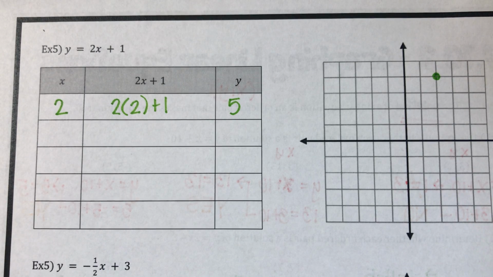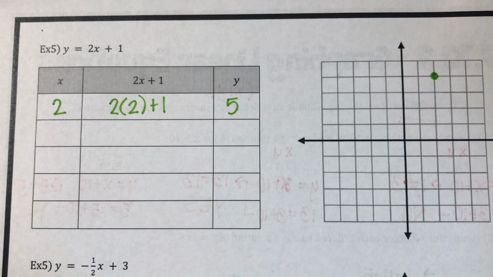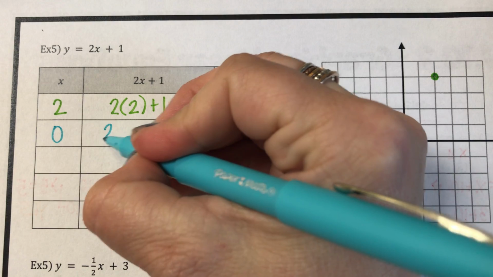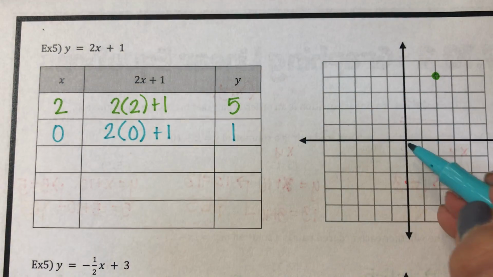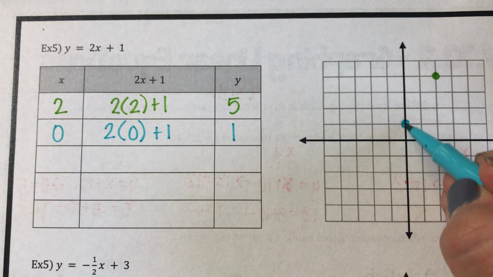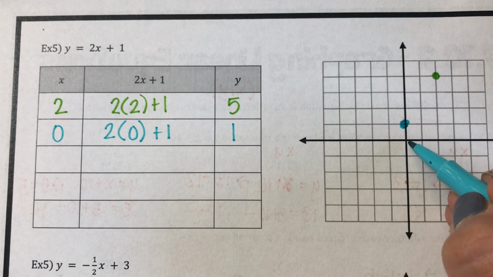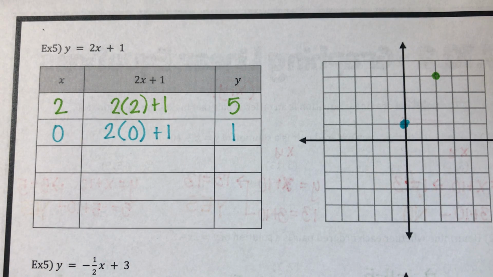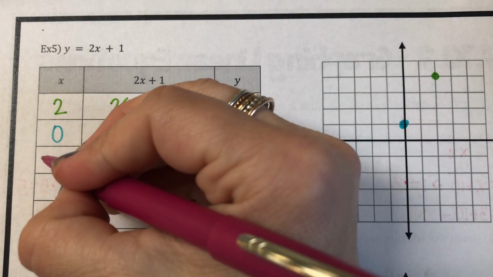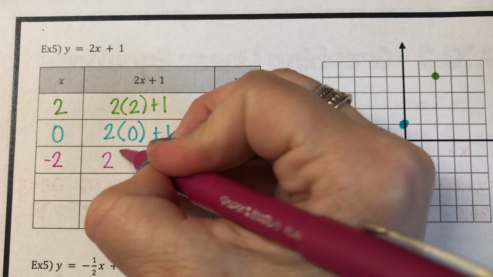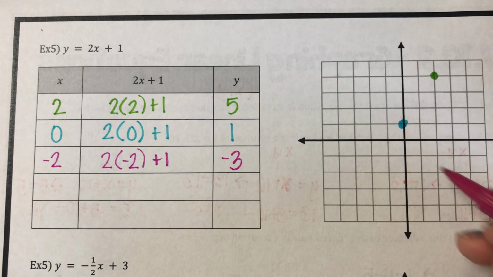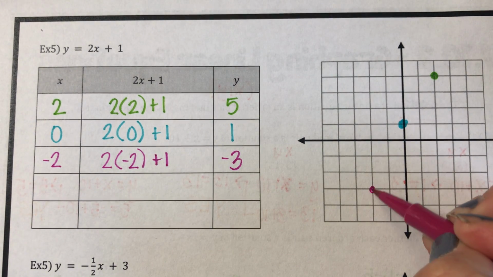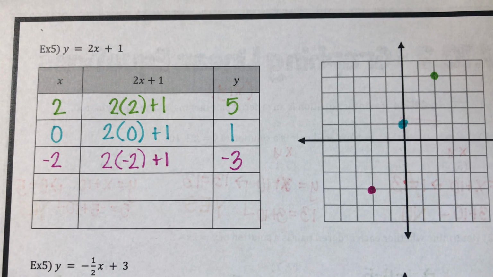Okay, so now let's try a different number. Let's try 0. 0 is always a good one to pick. 2 times 0 is 0. 0 plus 1 is 1. So when I put in a 0, I got a 1 for y. So I graph the point 0, 1. Okay, now let's try a negative. Let's try negative 2. So 2 times negative 2 is negative 4, plus 1 is negative 3. Negative 2, negative 3.